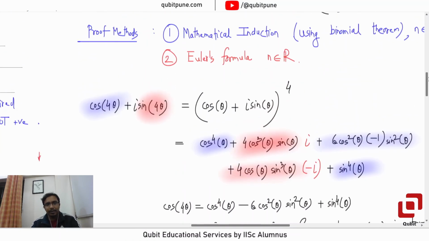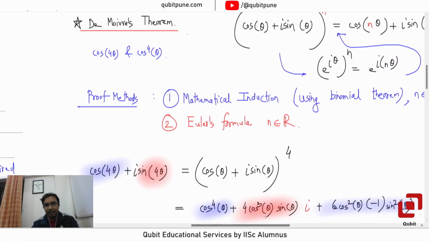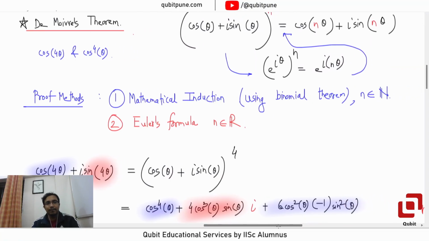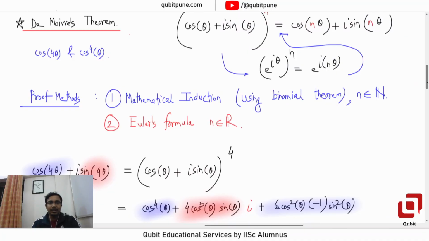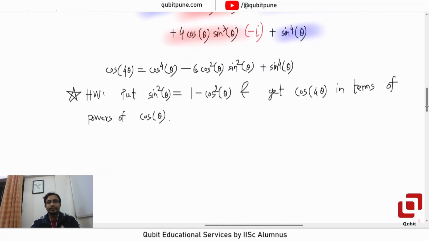Okay, fine. Now, can you tell me a way to find the fourth power of cos theta in terms of multiples of theta? Any suggestions for cos raised to 4 theta? See, what did we do? Here we found the fourth multiple of theta in terms of powers of cos theta. Now my question is, can we find the fourth power of cos theta in terms of theta, 2 theta, 3 theta and 4 theta? If yes, how can we do that?